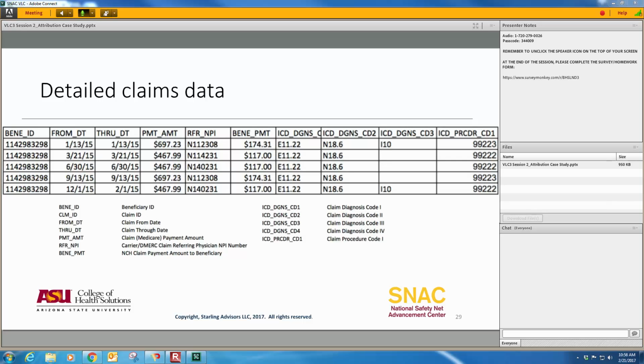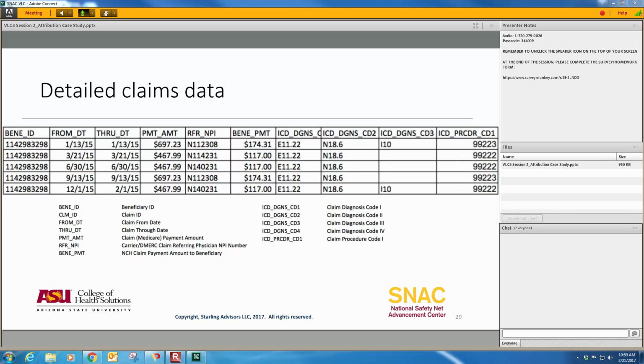The beneficiary ID is essentially their plan number, their subscriber number. The from and through date describe the dates of the procedure. In this case, there's an error. There is an error in one of the through dates, but in essence, these are procedures that typically occur because they're office visits on a single day. They would not have different dates. So please disregard that error. I just noticed that. It tells you how much was paid by the plan. That's the payment amount. And by the patient. That's the beneficiary amount. The RFR number is a referring physician NPI number.